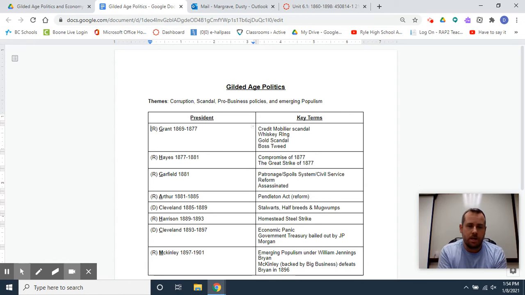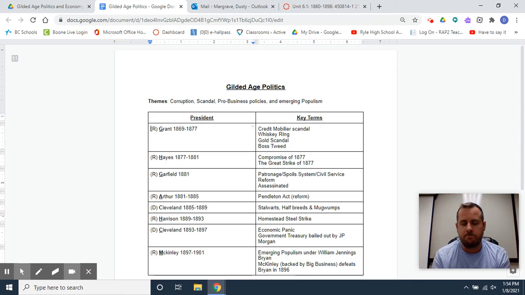The Republican Party becomes a very pro-business party, and the Democratic Party, while kind of not in the spotlight, continued to be the party of the commoner and the populist movement, and they have a little bit of success, but not a lot.